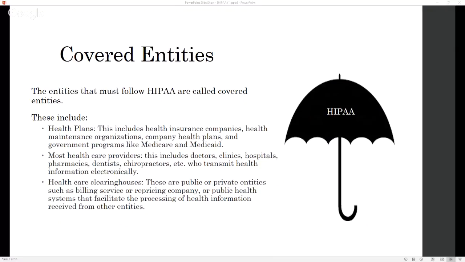Healthcare clearinghouses are public or private entities, such as billing services or repricing companies, or public health systems that facilitate the processing of health information received from other entities. I thought of this as middlemen, someone who handles maybe the finances between the doctor and the insurance company, or between you and your insurance. Those fall under healthcare clearinghouses. Next slide.